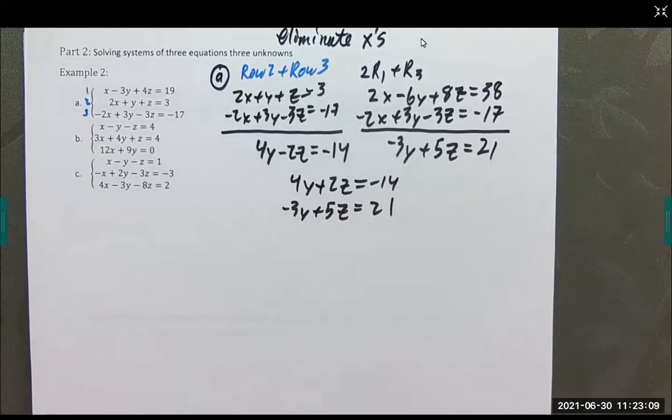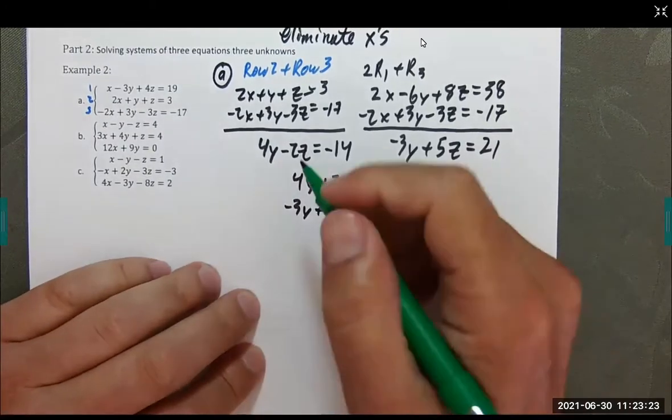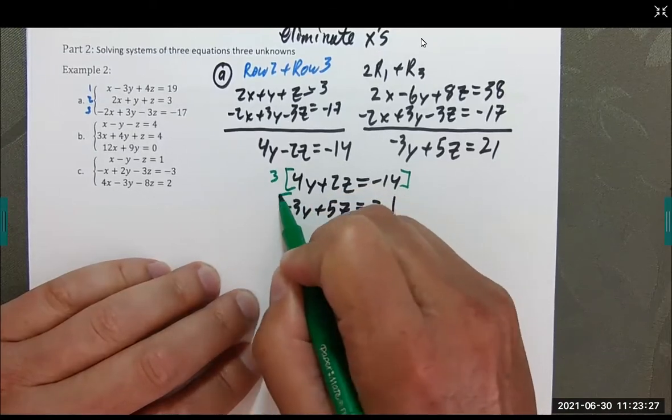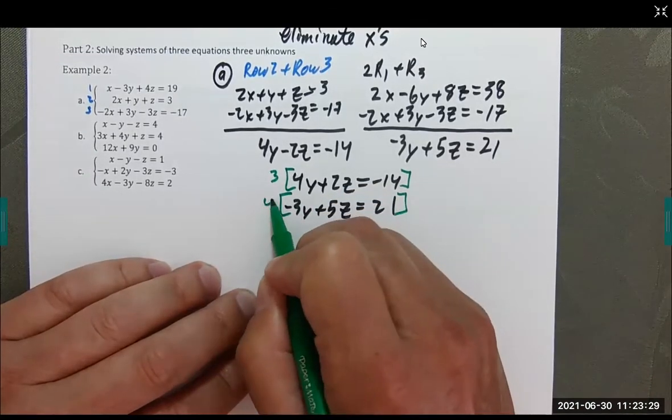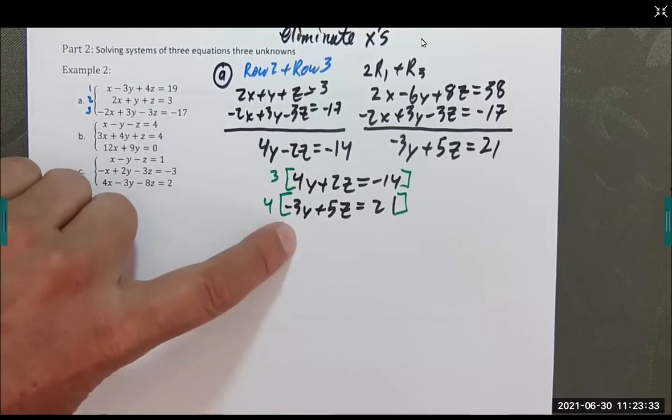All right, so now I have a 2 by 2, and I have my two methods of solving that. That could be a substitution or elimination. I'm going to do elimination, and I'm going to choose to eliminate the y's, and I'm going to multiply the top one by 3 and the bottom one by 4. And what that's going to do is change that to a 12 and that to a negative 12 in front. Then I can eliminate them.